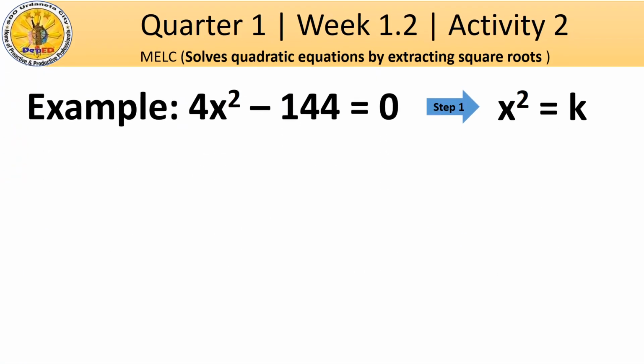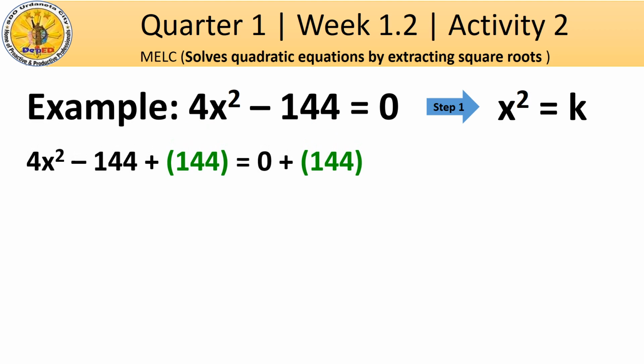Example 3. 4x squared minus 144 equal to 0. As you can see, aside from there is a numerical coefficient on the variable x, there is also a constant number beside it. Now, all we need to do is to remove them one by one. But take note, remove first the constant number before the coefficient. So add positive 144 on the two sides of the equation to remove negative 144. This will become 4x squared equal to 144.